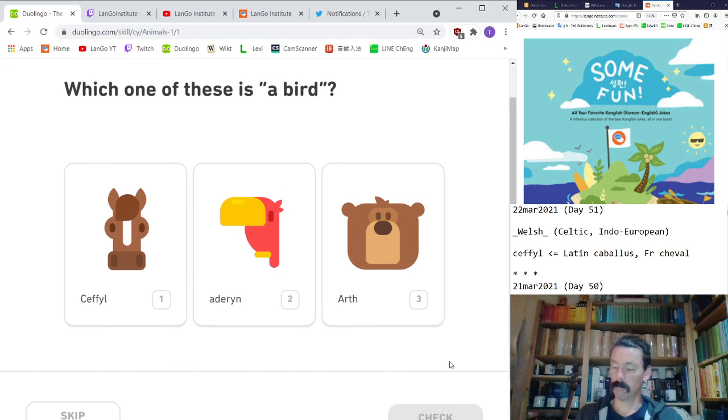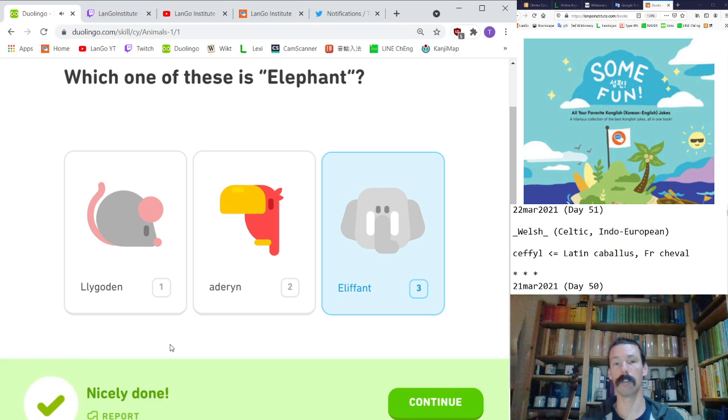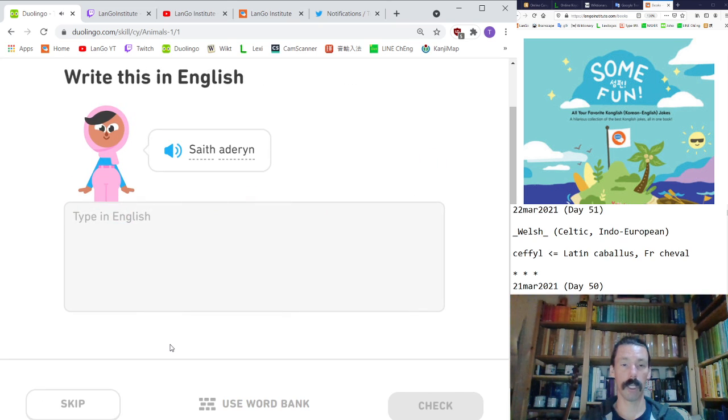A bird. Arth. Ceffyl. The double F there is important. It shows it's voiceless. A single F letter will sound like a V. And bird. Aderyn. Llygoden. Elephant. Saith. Aderyn. 7 birds.